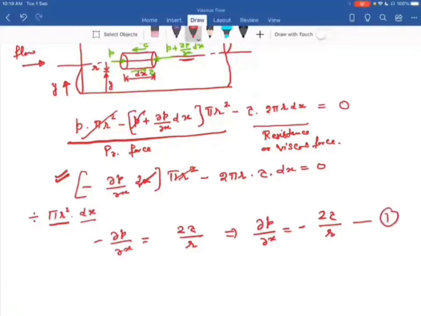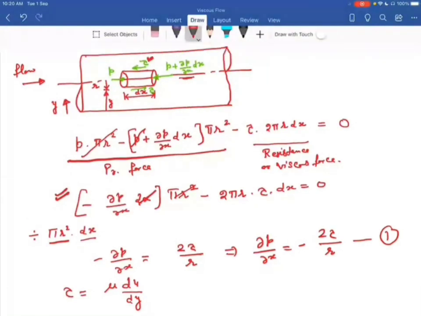Now the value of tau we can write from Newton's law of viscosity. So tau is mu du by dy. Now you see this diagram. What is the relationship between y and r? If we increase y, r decreases. If you increase small r, y decreases. That means there is an opposite relation between y and r.